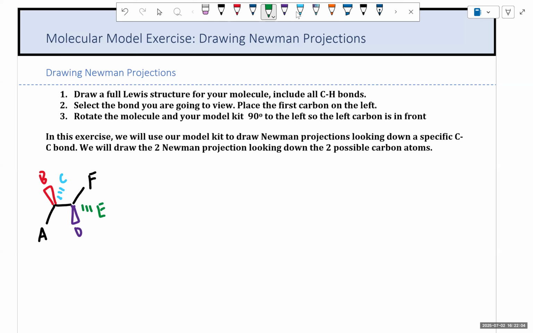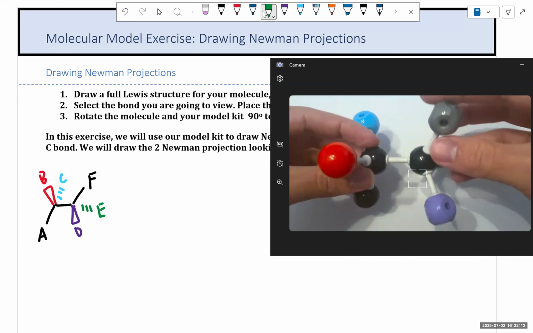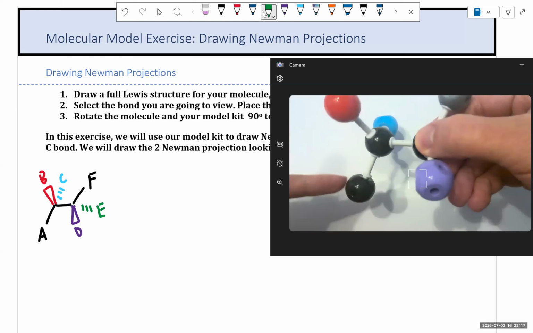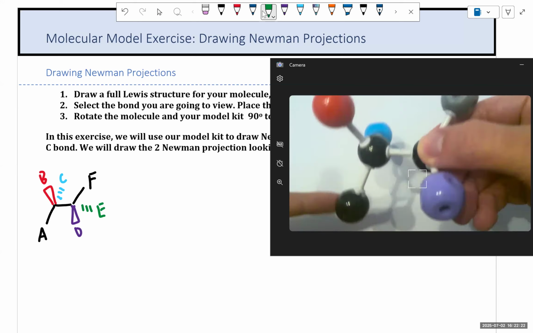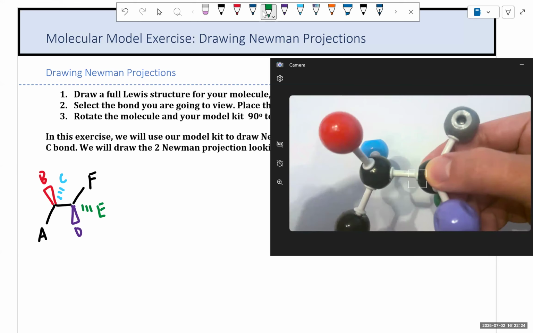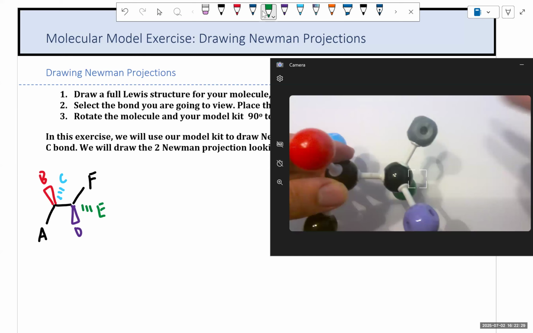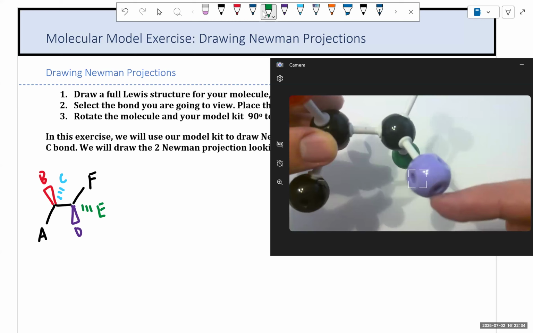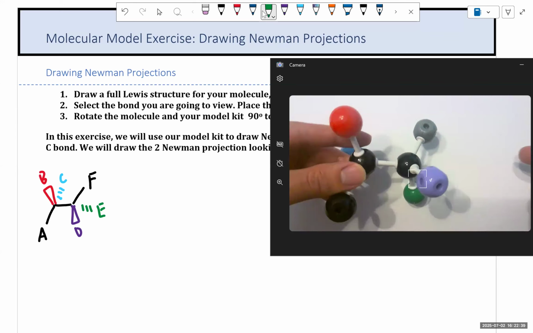And what I would like you to do is take your model kit and prepare a model of this structure using the model kit. So here's the structure that I've prepared. As we can see, we have atom A pointing down while being flat in the plane of the page. Atom B is wedged, it's pointing towards us. Atom C is pointing away from us. Atom F is pointing up in the plane of the page. Atom D is wedged towards us. And atom E is dashed away from us.